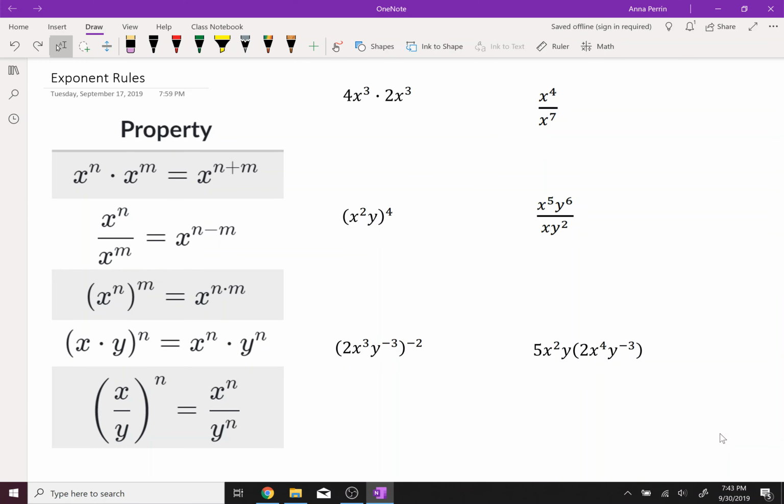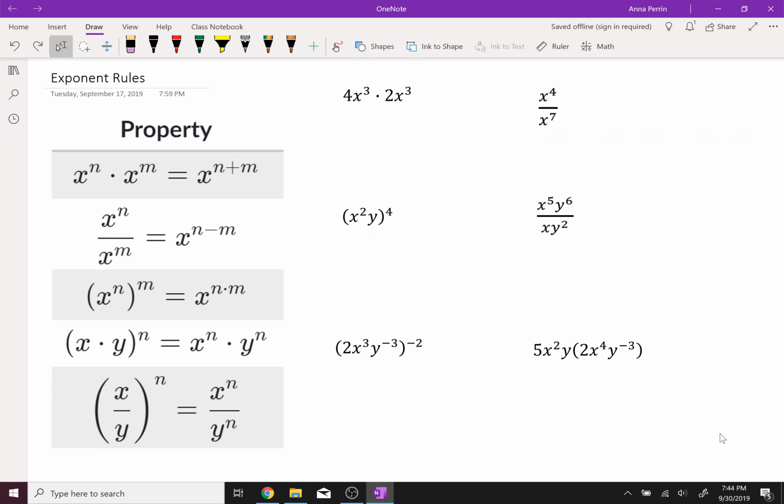So we're going to look at the exponent rules and when to use them and how to use them. Off to the left side of the screen, we can see our different exponent rules. Most of them are here. There's technically 2 that aren't there, but we'll address some of those throughout this video.